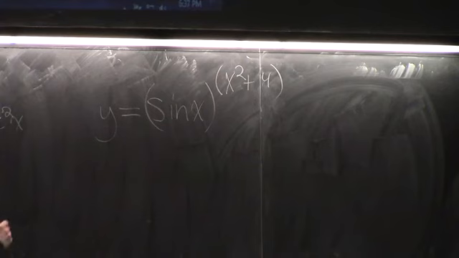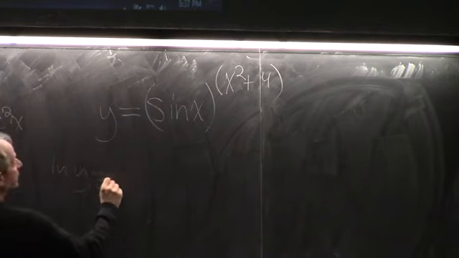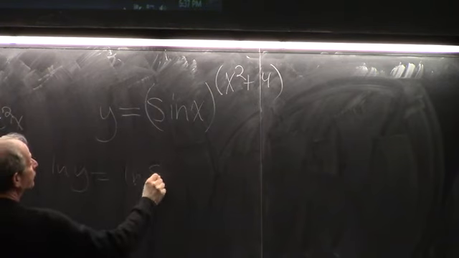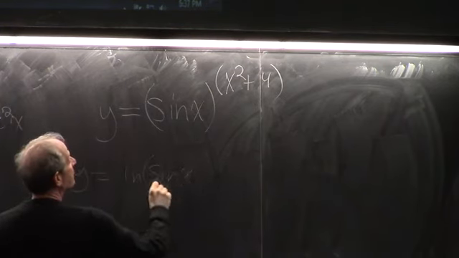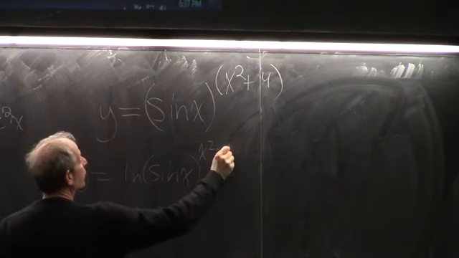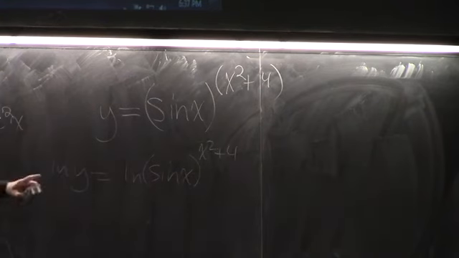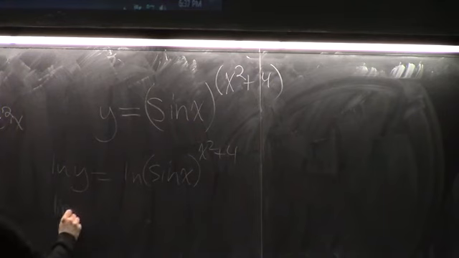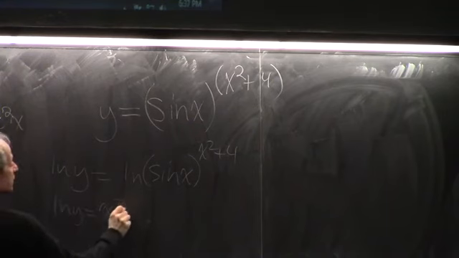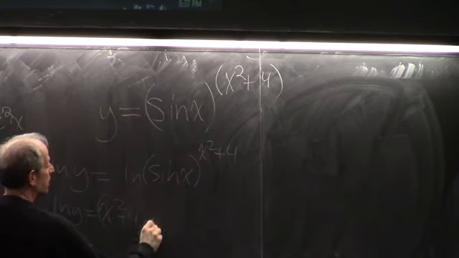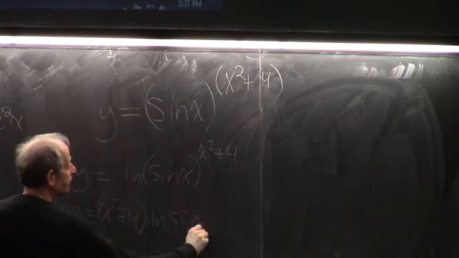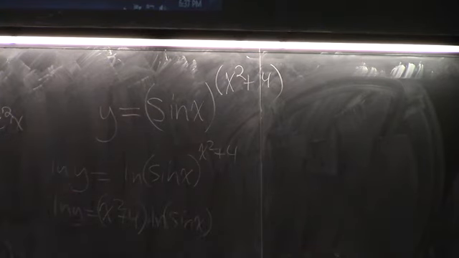So, first you take the natural log of both sides, the log of y, the log of sine x to the x squared plus 4, and then use the log rules to bring the x squared plus 4 in front. Okay? So just like the last one, we just now have a messy product rule. Pretty much what you're always going to have.